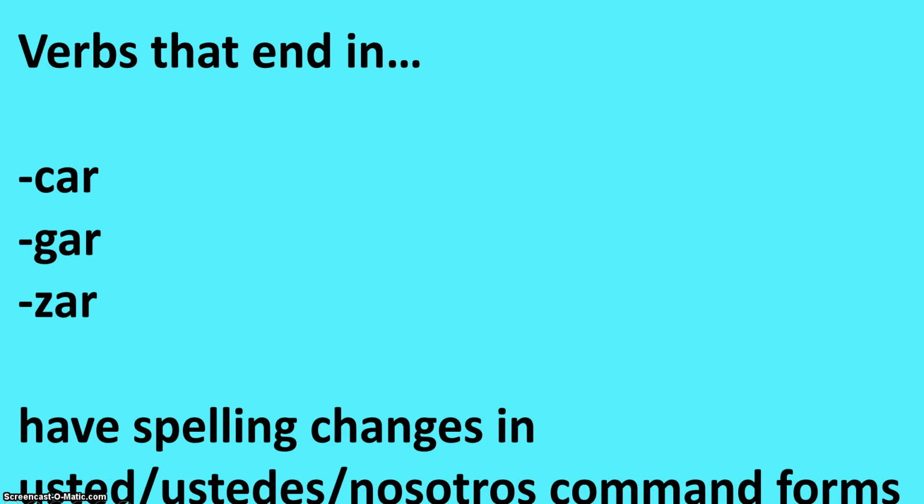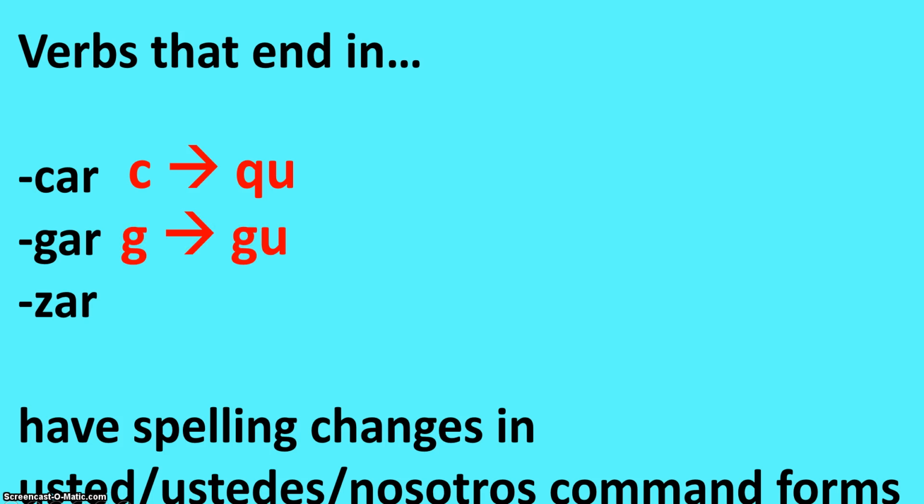We do have a couple of exceptions. Verbs that end in car, gar, zar. Those car, gar, zar verbs are always causing us issues. They're going to have spelling changes in the usted, ustedes, and nosotros command forms. So all of the command forms that we're going to be talking about today, they're going to have spelling changes in them. Car verbs, the C is going to change to a QU.